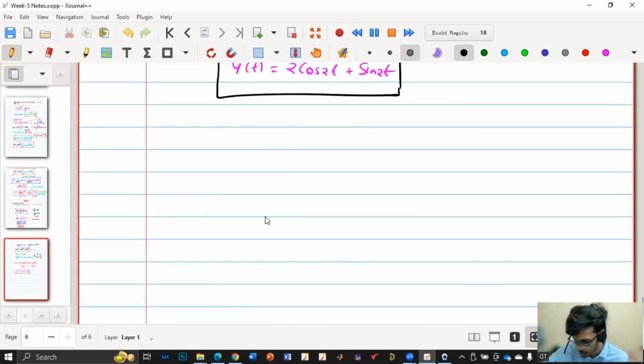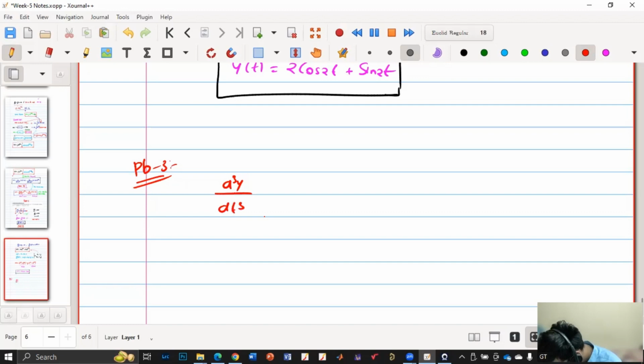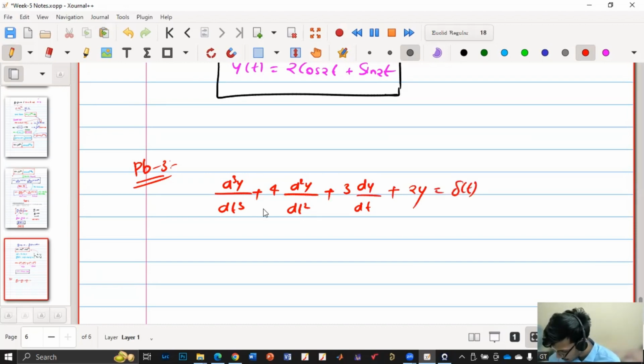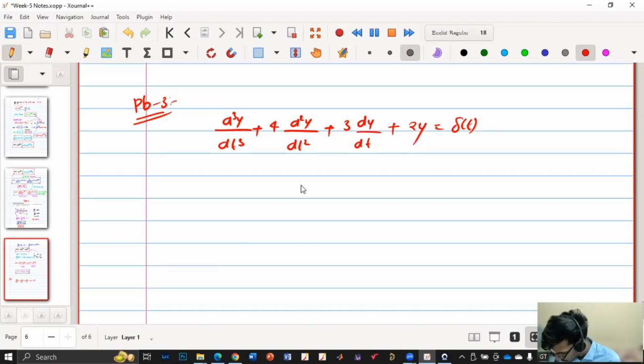So now, as someone must say, I have a third order equation: d cube y by dt cube plus 4 d square y by dt square plus 3 dy by dt plus 2y is equal to delta of t. And say my boundary conditions. Before going into the boundary conditions, I just want to say, y triple dash, y double dash, y dash, and y. So y triple dash has delta characteristics.